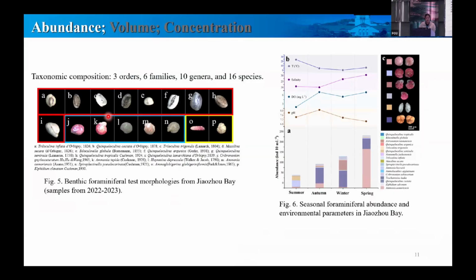About the abundance, we can see their test morphologies from Jiaozhou Bay. They are from 3 orders, 6 families, 10 genera, and 16 species. And figure 6 shows the seasonal foraminifera abundance and environmental parameters in Jiaozhou Bay. In spring, they have the highest abundance, and there are totally 6 dominant species in Jiaozhou Bay, and each season has 2 to 3 dominant species. And we can see the dominant species can be simply divided into 2 shapes.